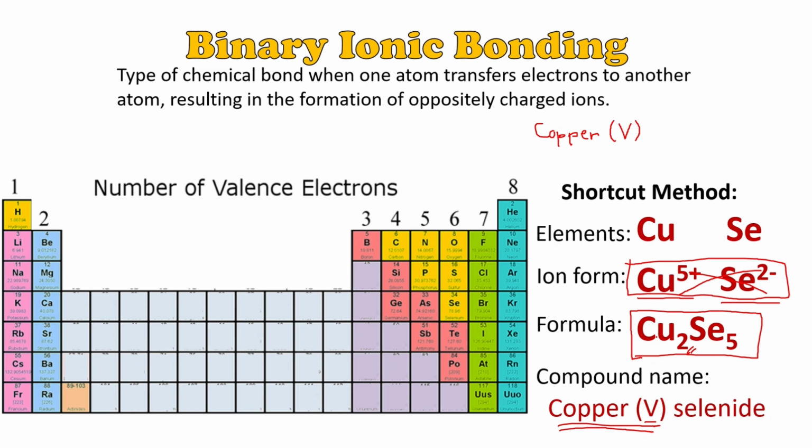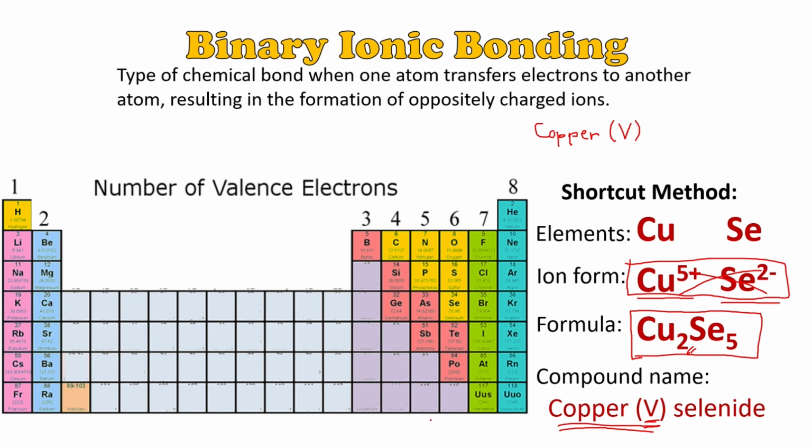Because we're going to name the compound based on the name of its cation. And remember, naming the cation of a transition metal uses the name of the metal and the charge number. So this is the charge number. The V here is the charge number.